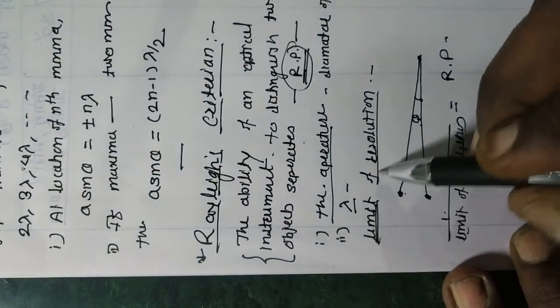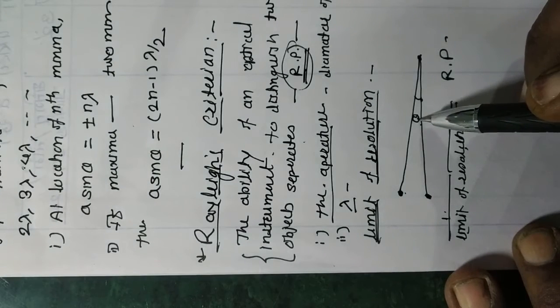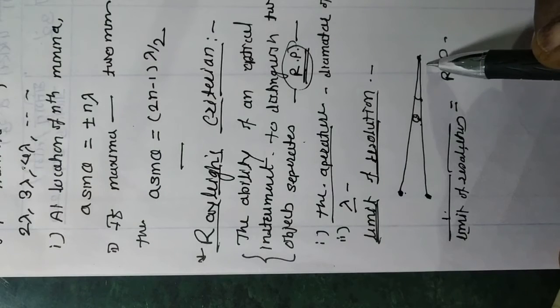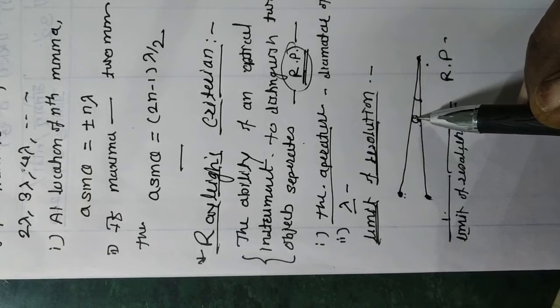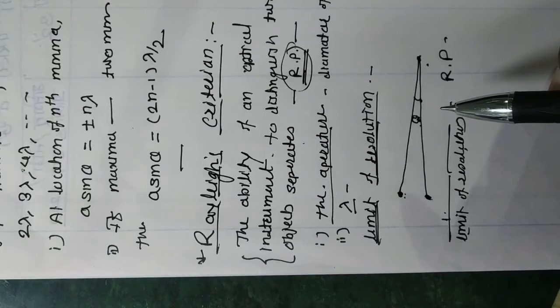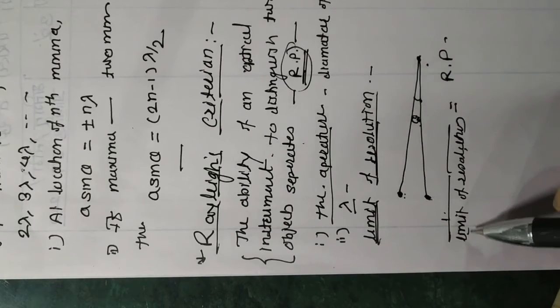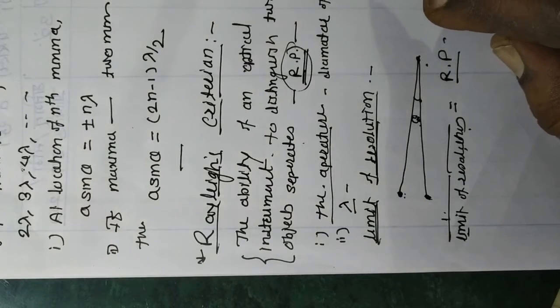Now limit of resolution. The minimum angle subtended at the eye by two objects to be resolved is called the limit of resolution of that instrument, and the reciprocal of limit of resolution is called the resolving power of that instrument.